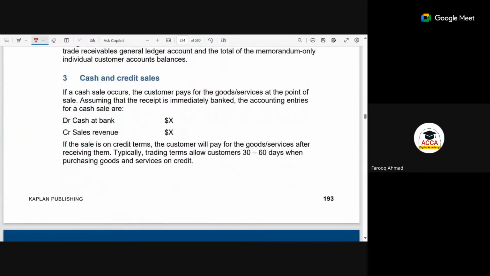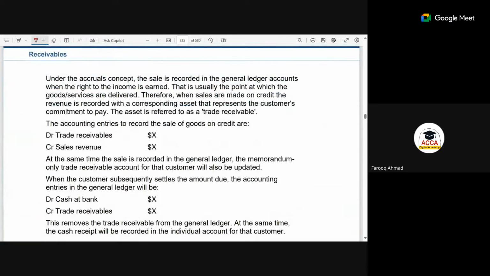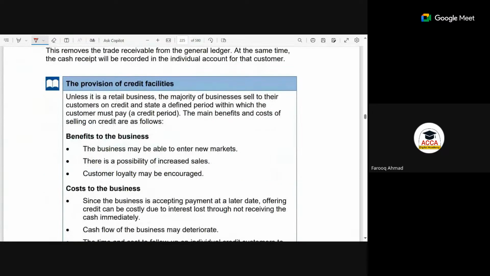Cash and credit sales. If cash sales occur, the customer pays for the goods or services at the point of sale, assuming the receipt is immediately banked, then debit cash and credit sales. This is the normal way of transaction. Under the accrual concept, the accounting entry for credit sales is a debit to trade receivable and a credit to revenue, sales.